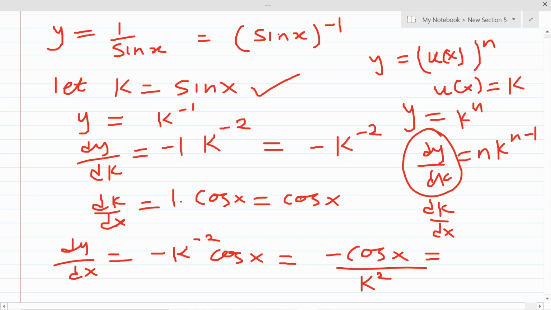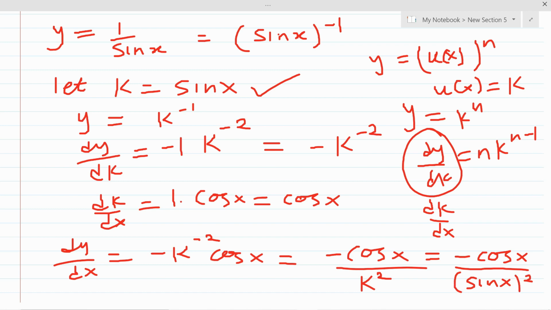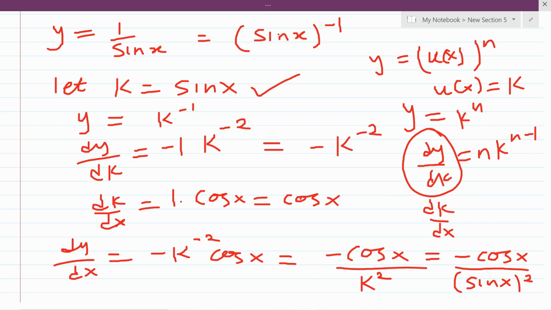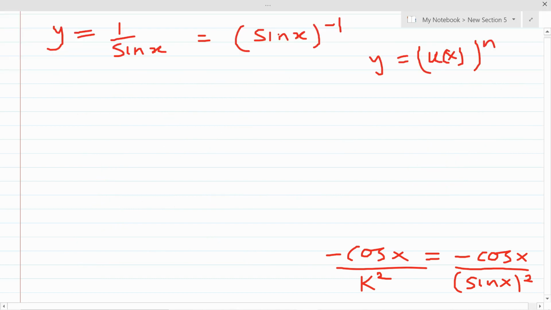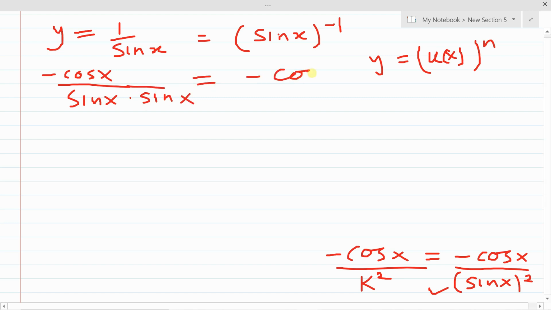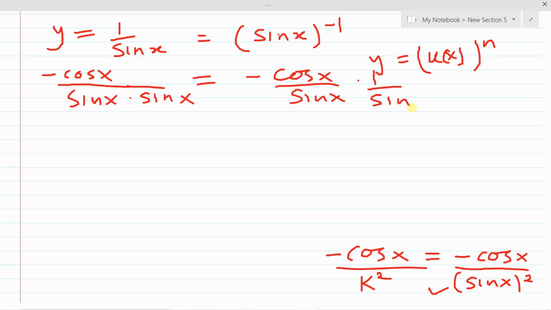And what is my k? So I get negative cos x over, what is my k? My k is sin. So we get sin squared x, or sin x all squared. So now let's look at something. Let's try to break it down. With this side, down here, we get something like negative cos x over sin x times sin x. I hope you can see that because it is squared. So this is equal to negative cos x over sin x times 1 over sin x. I hope you can see that.